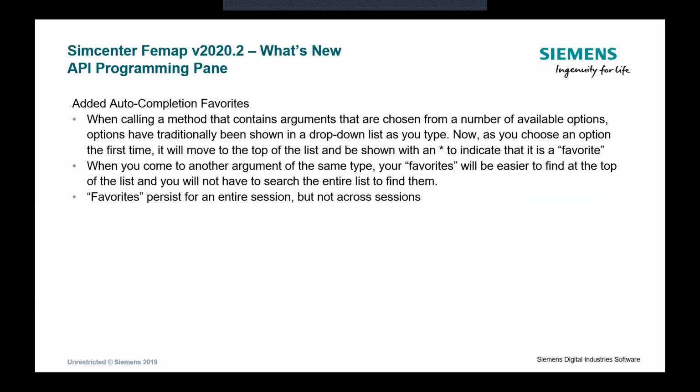Some miscellaneous stuff: in the API programming pane, we now have an auto completion favorites. When you use a method or an item that comes up in IntelliSense, the next time you go to use it, that's going to move to the top and there's going to be a little asterisk in front of it, so you don't have to go down the entire list of options. Just remember that the favorites persist for a session, but not across sessions. It's just something to know.